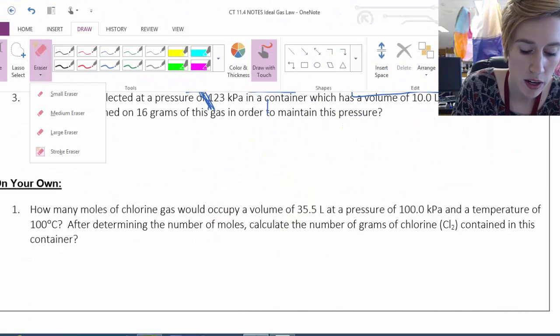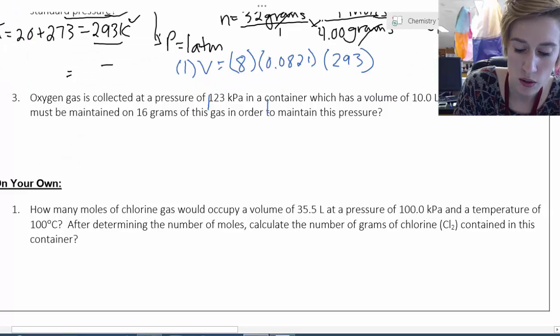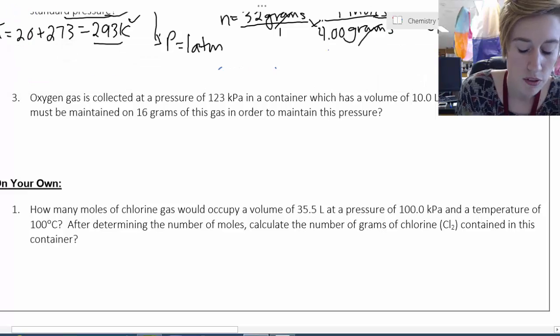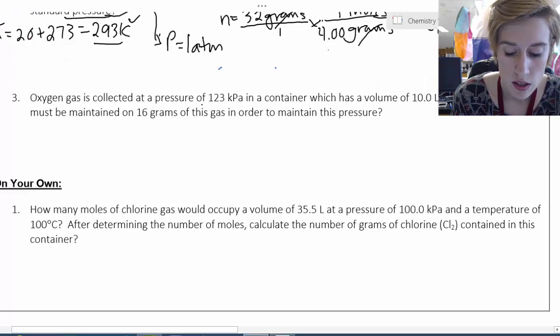Okay, so we have one more problem I want to do with you. And this is going to require us to convert just like the other ones did. So you always got to watch out for those units. So first thing we do is I label. So kPa is a unit for pressure, but it's the wrong unit for pressure. So I'm going to convert.